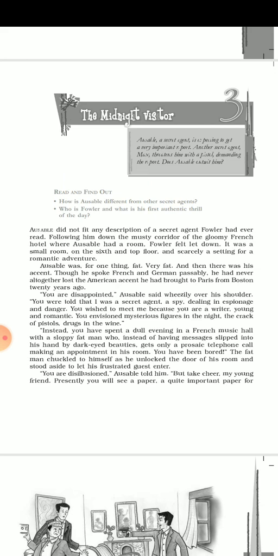Though he spoke French and German passably. Passably means when somebody is able to speak or do something in a quite good manner, right? So the writer says that although Ozable spoke French and German very well, he had never altogether lost the American accent he had brought to Paris from Boston 20 years ago. It means 20 years ago he had shifted his place, right? He was from Boston and now he had been to Paris.